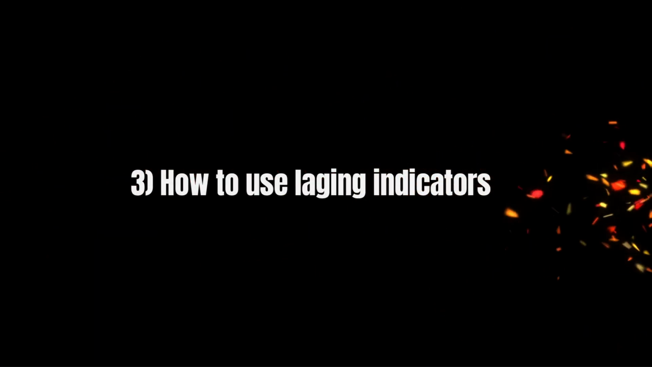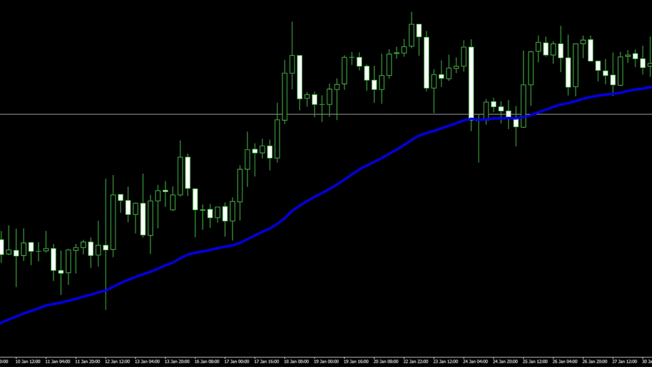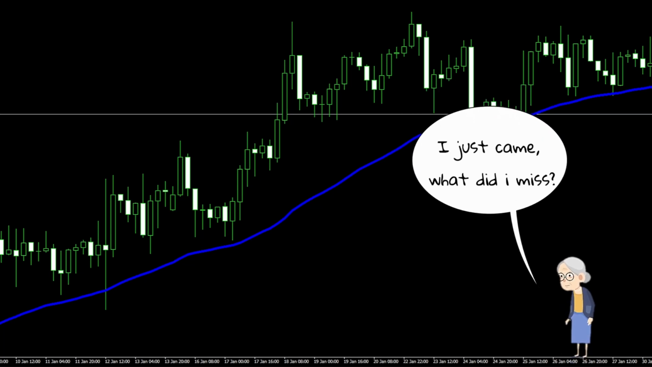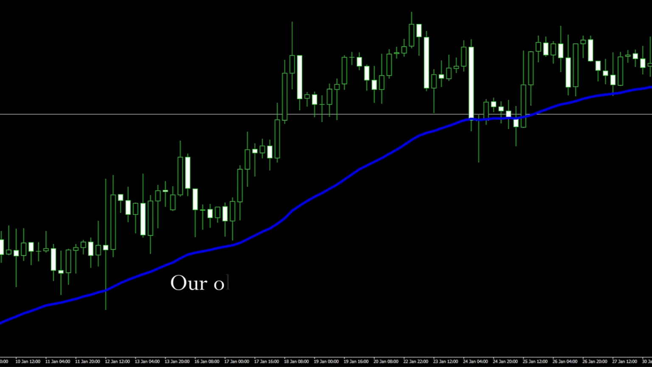I think that goes without saying. A lagging indicator tends to move behind the prices. A moving average, for example, will follow the prices. That's why we call them lagging indicators. There is no doubt that these kinds of indicators are also not perfect.